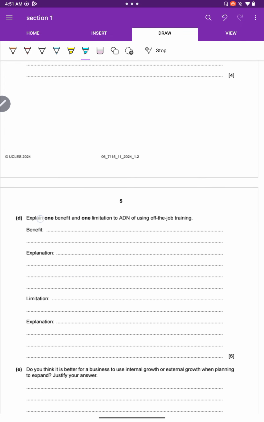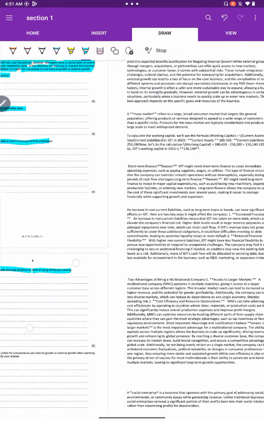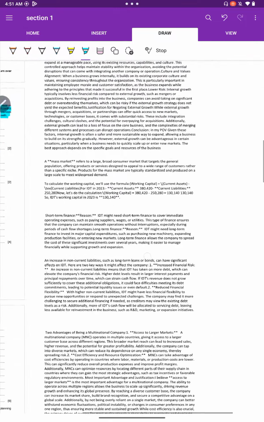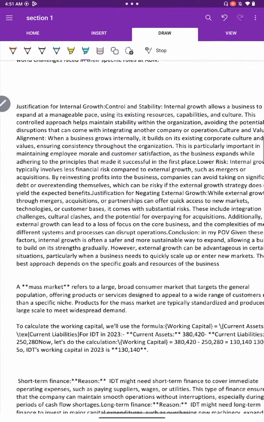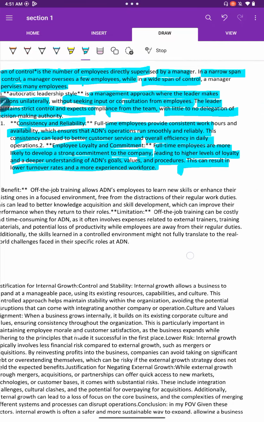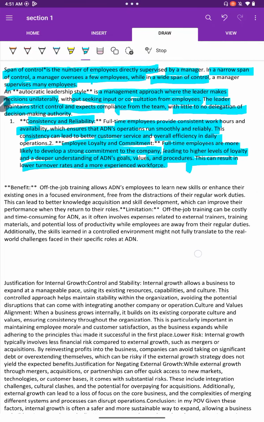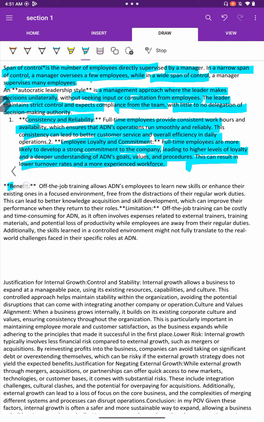The next question is: explain one benefit and one limitation to A&D of using off-the-job training. So the benefit. This is the benefit.